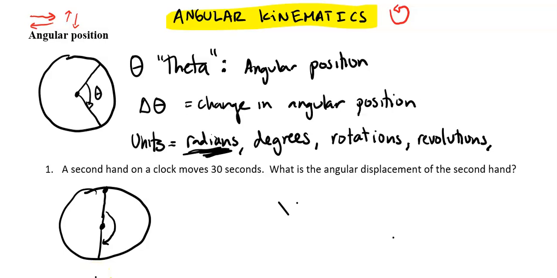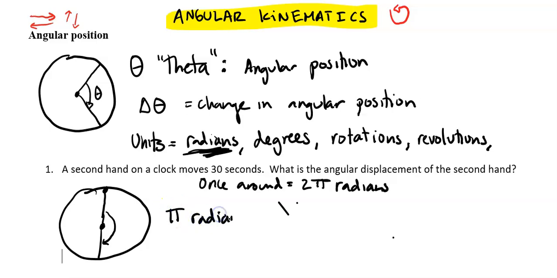So that's 180 degrees. To go once all the way around, I know from math, is going to be 2 pi radians. So this is just halfway around. So half of 2 pi radians, which is just pi radians. So that is the angular displacement of the second hand of the clock.